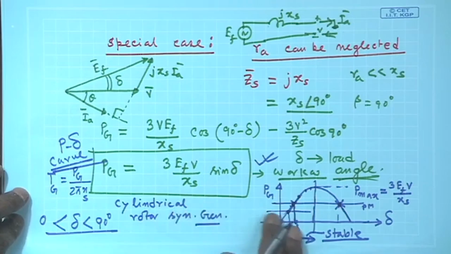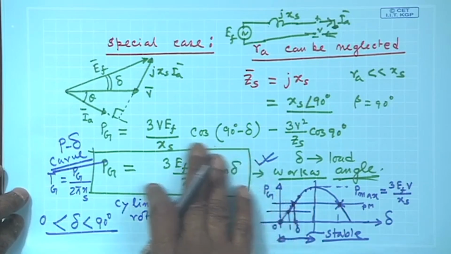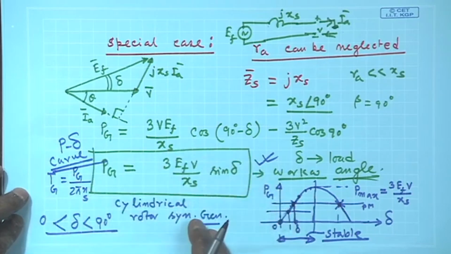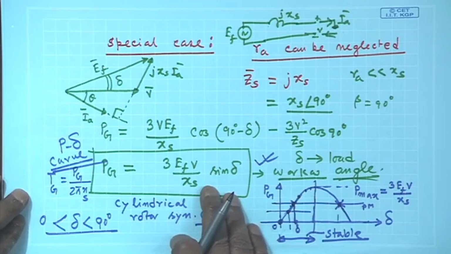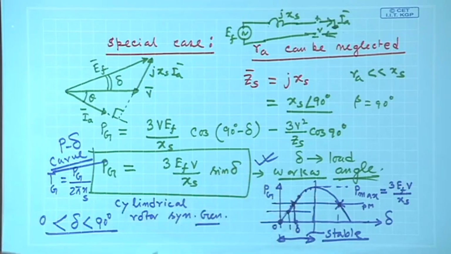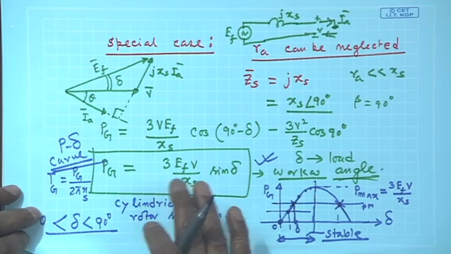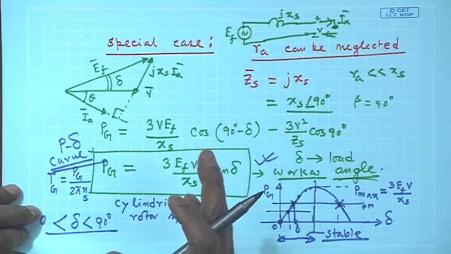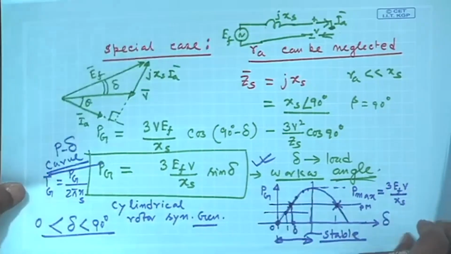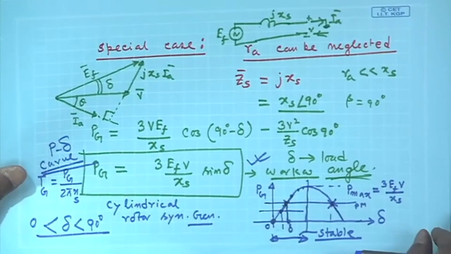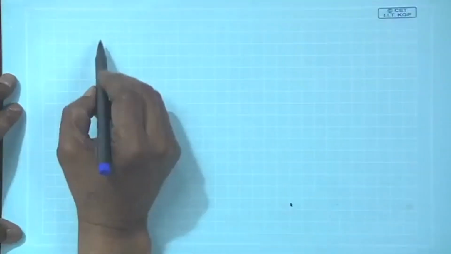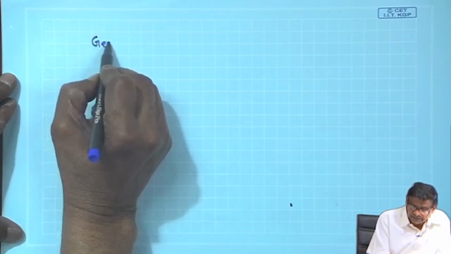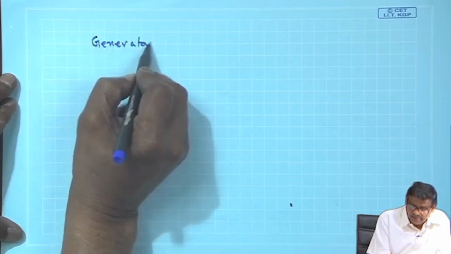But the fact is that a very simple expression of power delivered by the synchronous generator, if it is operating at some load angle delta, can be easily computed, provided you know the excitation voltage as well as the terminal voltage. Okay. Now, suppose I will just draw the phasor diagram for generator operation.